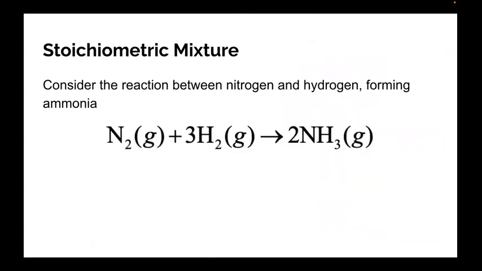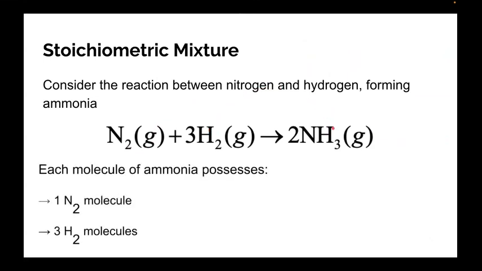What we've seen so far is something called a stoichiometric mixture. If I have this chemical reaction here with 1 nitrogen gas molecule reacting with 3 hydrogen gas molecules to produce 2 ammonia gas molecules, we notice that for 2 molecules of ammonia to form, I need 1 N2 molecule, and I need 3 H2 molecules as well. I can't just use 1 H2 molecule because I don't have enough hydrogen to make my 2 NH3.